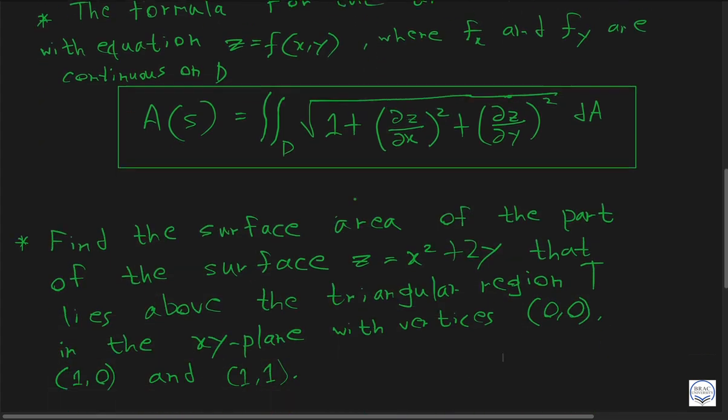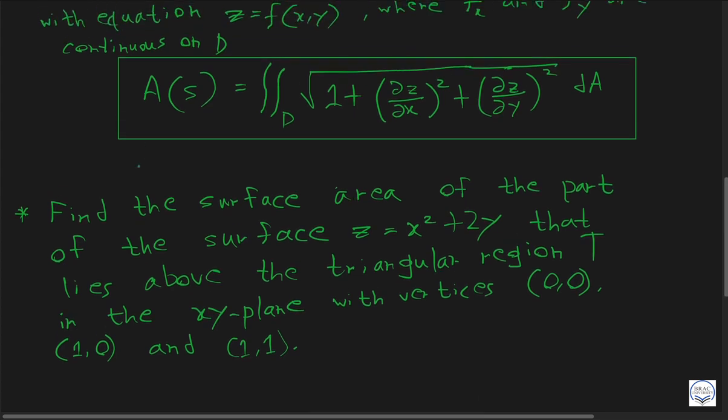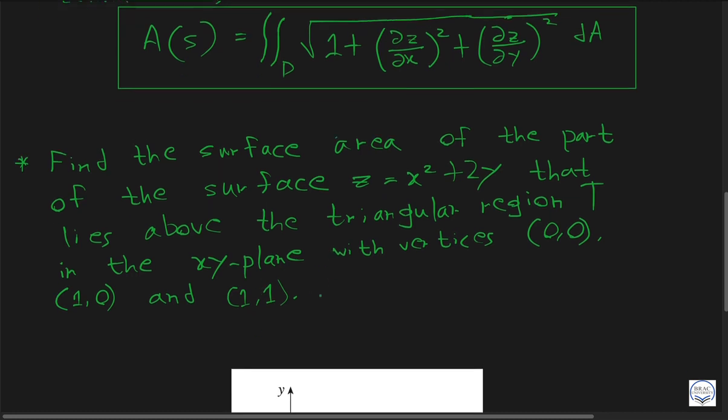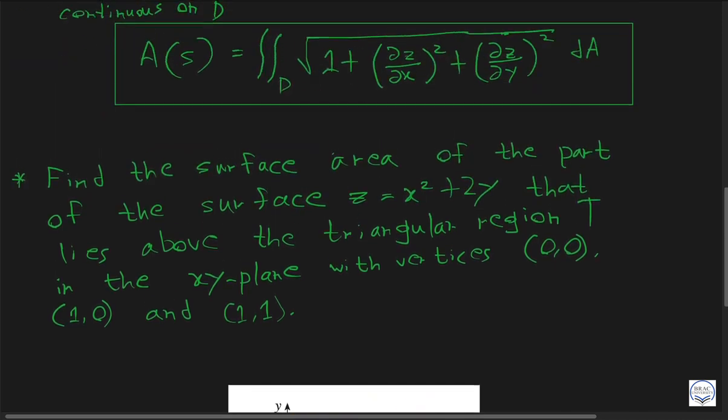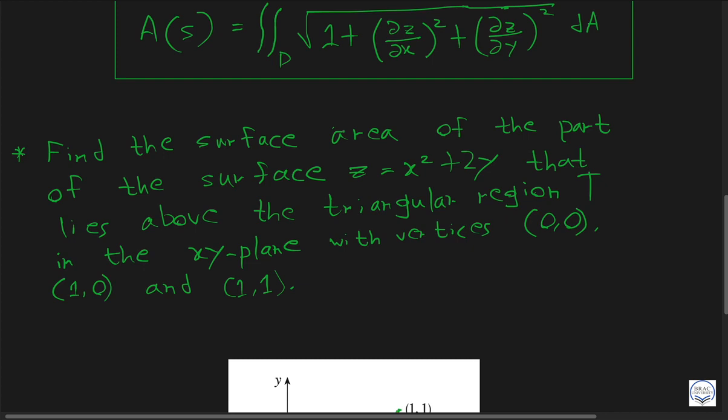Now let's look at a problem on how to apply this formula. So let's find the surface area of the part of the surface z equals x squared plus twice y that lies above the triangular region T in the xy plane with the vertices (0, 0), (1, 0) and (1, 1). So if we sketch this out, we just need to find these 3 points and join them to find our triangle, which we call T. And this region is my domain of integration. Now all I have to do is integrate using this formula and we'll get the area of the surface.